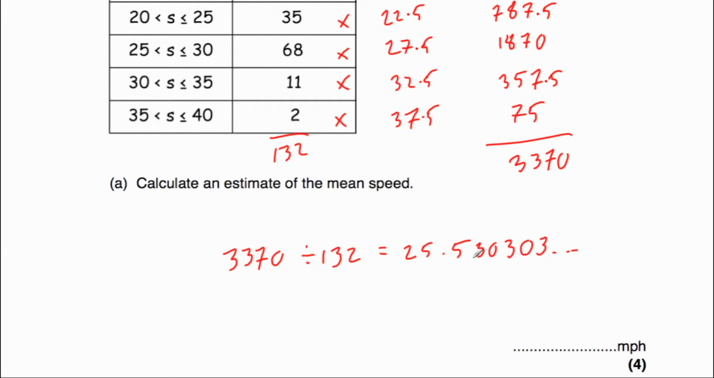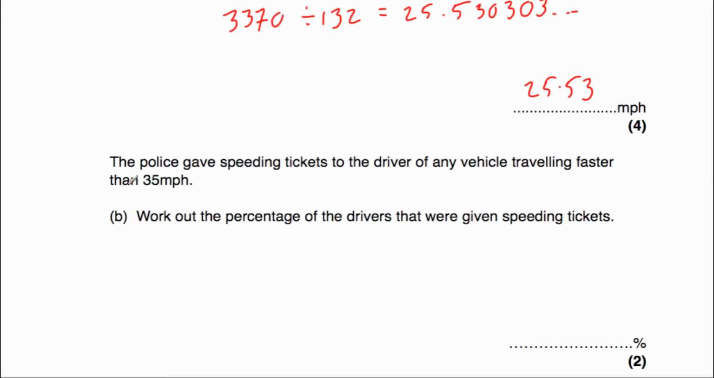And when we do that, that's equal to 25.530303 and so on. And let's just round this to 2 decimal places, so I'm going to write 25.53 miles per hour. So that's our estimate for the mean speed. And part B, the police give speeding tickets to the driver of any vehicle travelling faster than 35 miles per hour. Work out the percentage of drivers that were given speeding tickets.